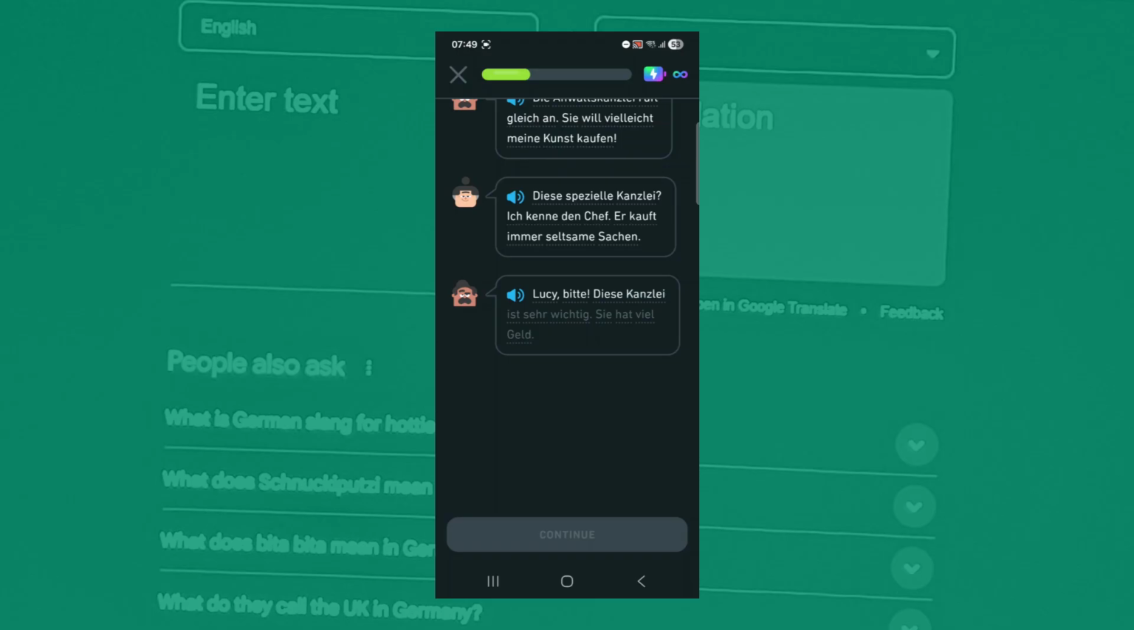Lucy, bitte. Diese Kanzlei ist sehr wichtig. Sie hat viel Geld.